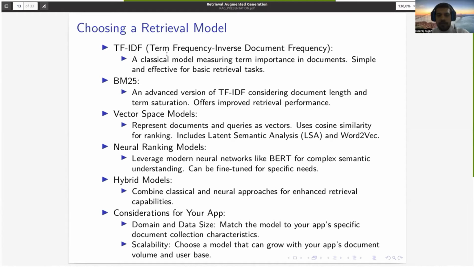Key considerations would be the domain. I think this is very important because different domains would require different types of retrieval models. You wouldn't want to choose a general model for, let's say, a legal use case or for a healthcare use case. You would want to have a healthcare model that's available, or you would have to build your own one. And you want to choose a model that can grow with the app's volume and user base.